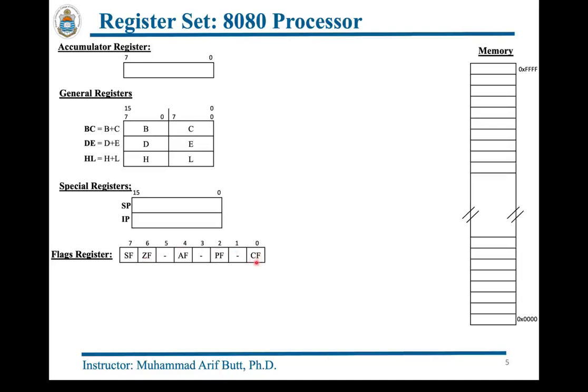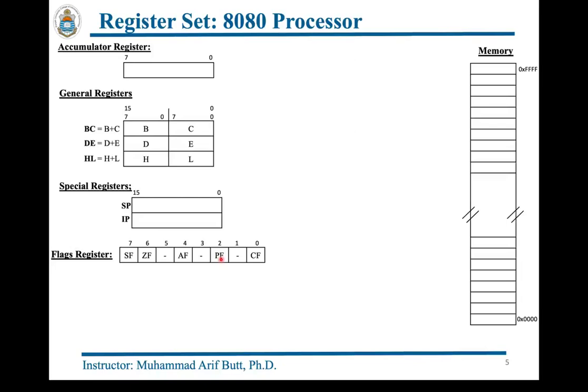Bit 0 contains the carry flag. It holds the carry out after addition or the borrow in after subtraction. And this carry flag is used to identify an unsigned overflow. Bit number 2 contains the parity flag. You all must be knowing that parity is the count of 1 bits in a number expressed as odd or even parity, represented by a 0 or 1 respectively.